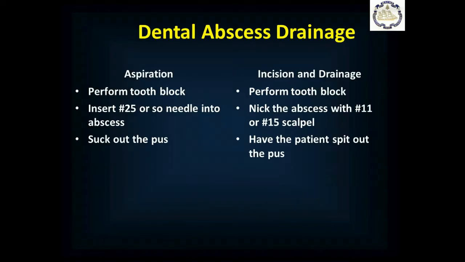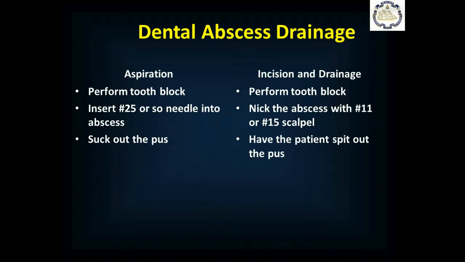Now, to drain the abscess, the easy way is to do an aspiration. You perform the tooth block that makes the procedure more comfortable. Insert a number 25, 24, 26, or 27 size needle into the abscess. 25 is a good size, and you probably want to go a little bigger rather than smaller, so the lower number if you need to, and you suck out the pus.